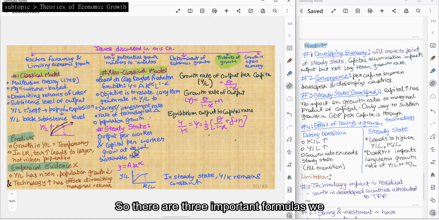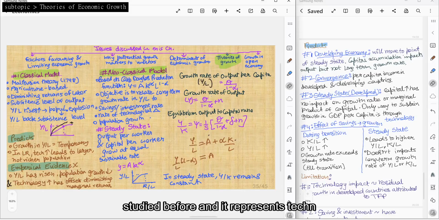So there are three important formulas we need to know regarding the neoclassical model. First is the long run growth rate of GDP per person, or in this case you could also say capital per person. As we have discussed, these are both the same. So let me just show how this formula is derived, even though this is not important and testable. This theta is the same as the A we have studied before and it represents technological progress. And alpha is also the same as the share of GDP going to the providers of capital.